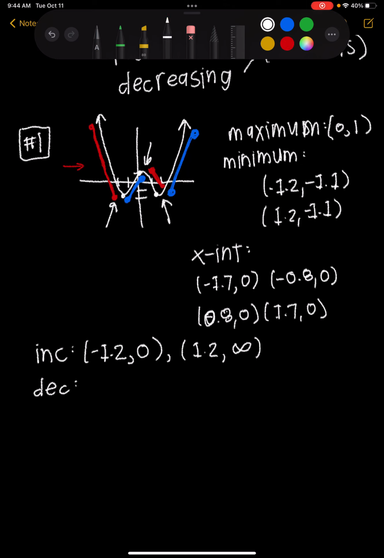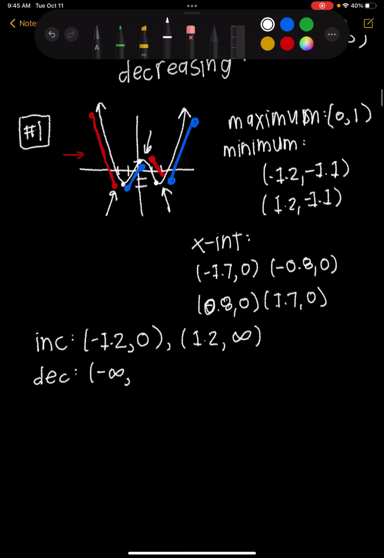So where it's decreasing, we're going to start with negative infinity, because it's continuing, it's like starting at infinity. The x value would continue to go left and left and left because of that arrow. So it's decreasing from negative infinity to that lowest point, which we know is negative 1.2.